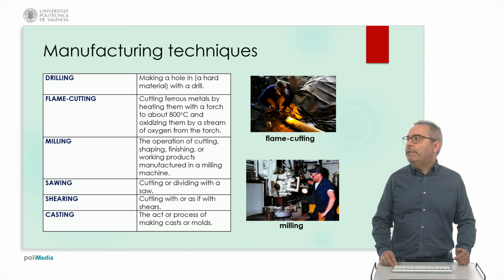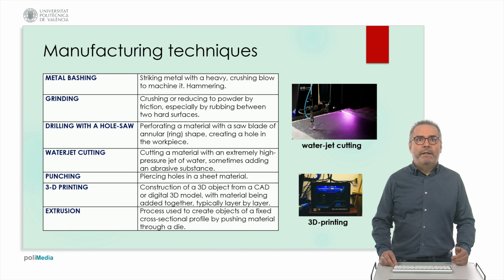Casting is the act of or the process of making casts or molds. Normally we heat metals up to a very high temperature and we put them in casts and molds in order to give it a shape. Here we have some pictures related to some of these techniques. We also have metal bashing, which is a quite old technique, which implies striking metal with a heavy crushing blow to machine it. It is related also to hammering.